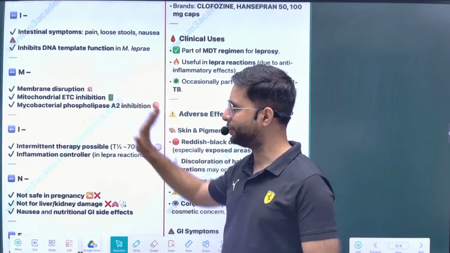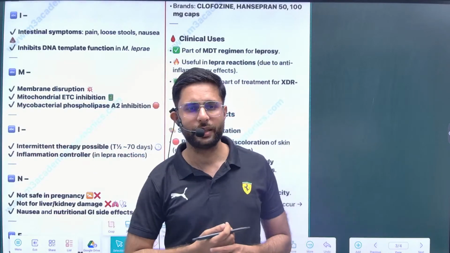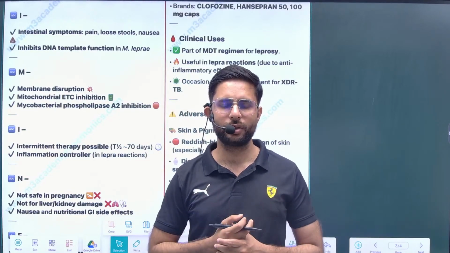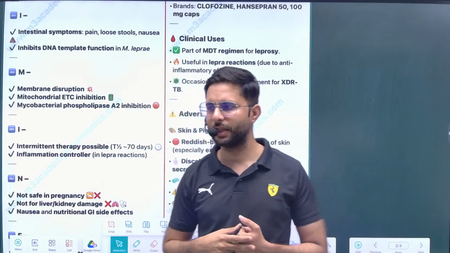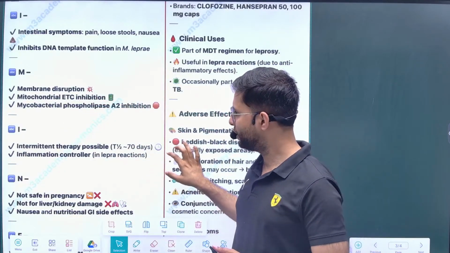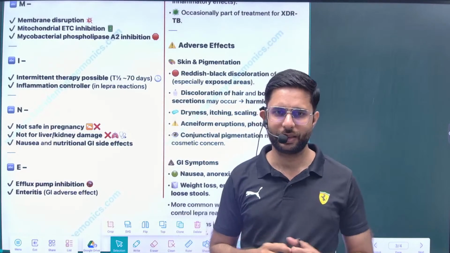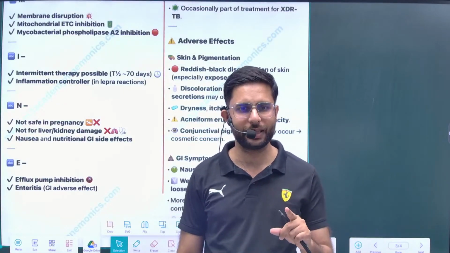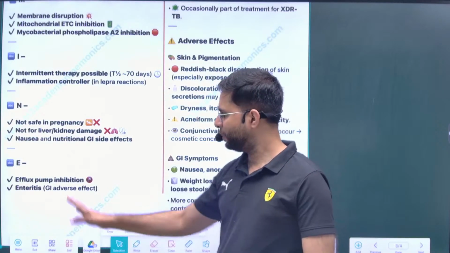What are the mechanisms? When you look at the letter M in the spelling, M for mycobacterial membrane disruption, M for mitochondrial electron transport chain inhibition, or M for mycobacterial phospholipase A2 inhibition. An examiner can ask how many mechanisms this drug has. I for intermittent therapy is possible because the half-life is very long, 70 days, and obviously this is an inflammation controller. N for not safe in early pregnancy, liver disease, and kidney disease, and it causes nausea, and also it inhibits the efflux pump.